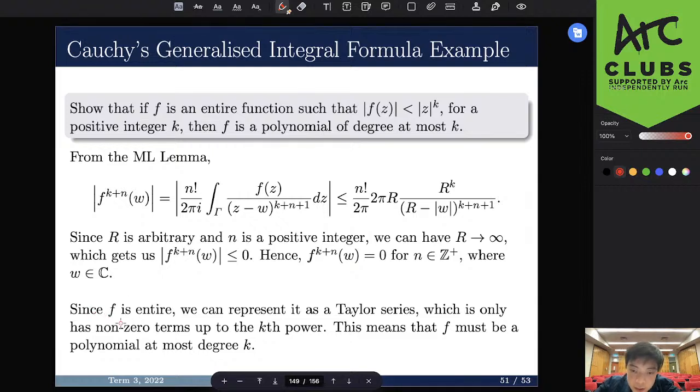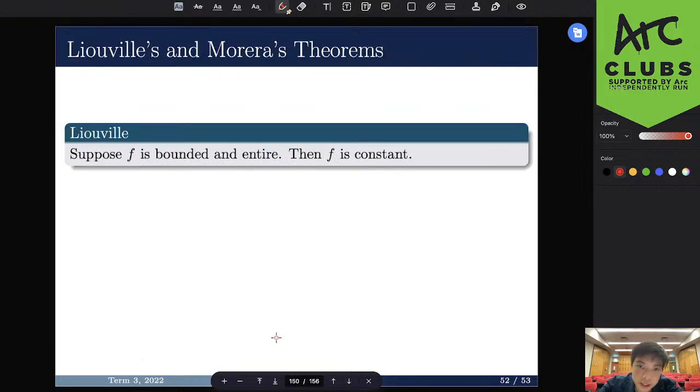So we know that f is entire, which means we can represent it as a Taylor series, which we'll get into later. But that means that we have non-zero terms which are only up to the kth power. So that means f must be a polynomial of at most degree k. And of course the reason is because every derivative after the kth derivative is going to be 0, so no power after the kth power exists.